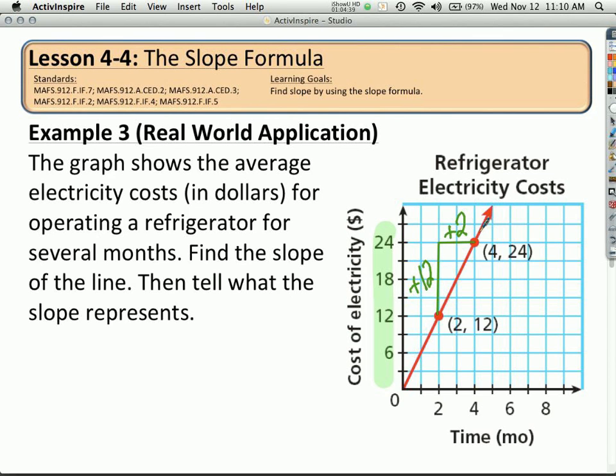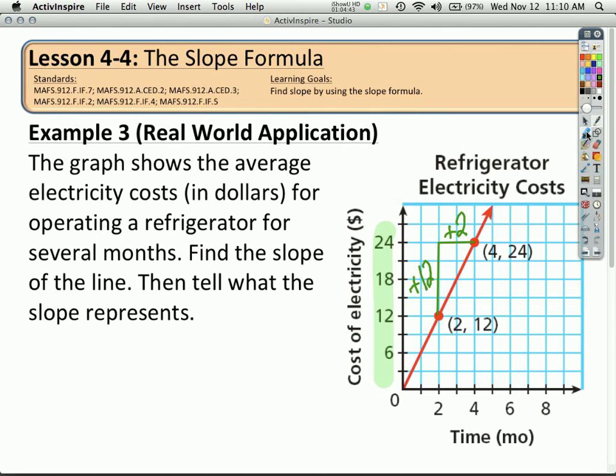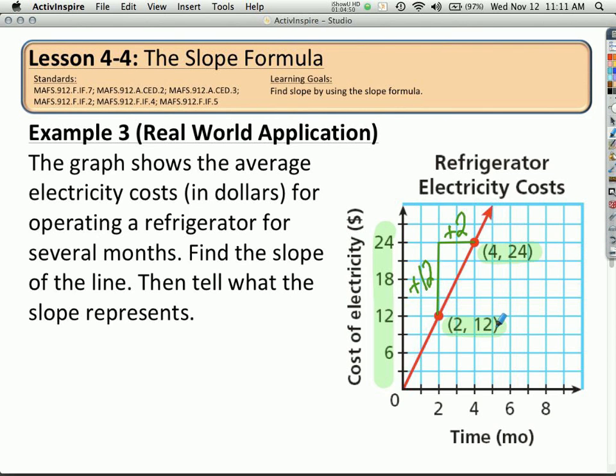Yes? If we went to the x1 and y1, would the top always be the x1 and y1? Should that be the x1 and this be the x2? Why don't you try it both ways, see what happens? Yes, we don't have time.